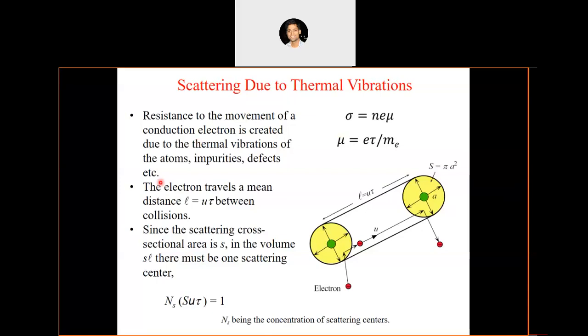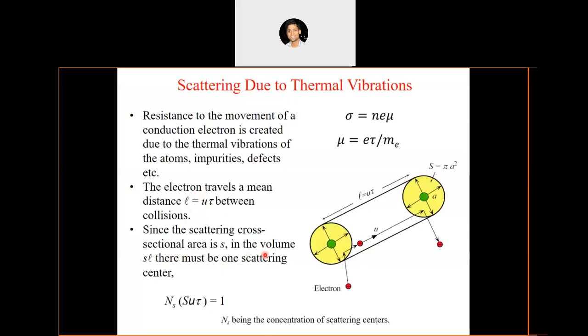If we look at an electron which is traveling inside the material, and let us say the mean scattering time of the electron is tau, then the electron can travel a mean distance L equal to u times tau between collisions, where u is the mean velocity of electrons between the collisions. We simply multiply it by the time tau, and we get the distance which an electron can travel between two consecutive collisions, right?